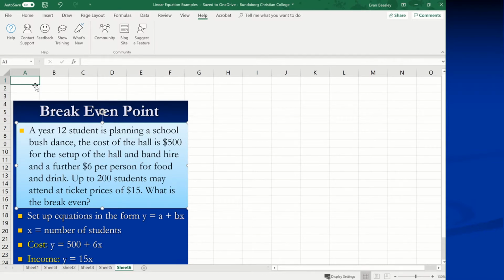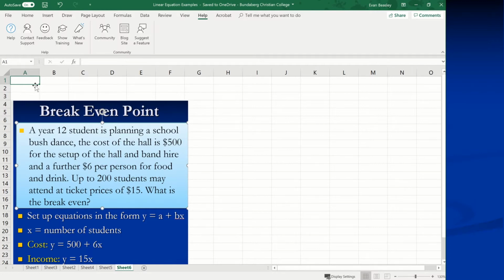It says Year 12 students are planning a school push dance. The cost of the hall and the band is $500, and then there's going to be another $6 per person for food and drink. Now, up to 200 students may attend, and the ticket price is going to be $15, and we want to calculate what the break-even point is.